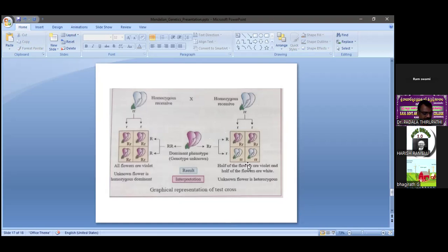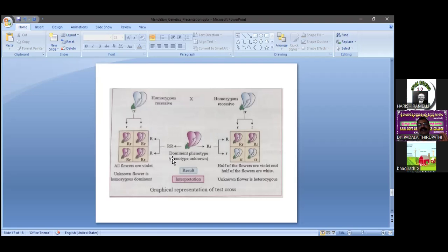Our test cross result shows 1:1, either phenotypic or genotypic ratio. So that indicates what? Our parental plant is in which condition? Heterozygous. Yeah, heterozygous condition. If we get all progeny with only one trait, one character, our parental plant's character gene is in the dominant genotype, homozygous dominant. That's why we are using test cross.